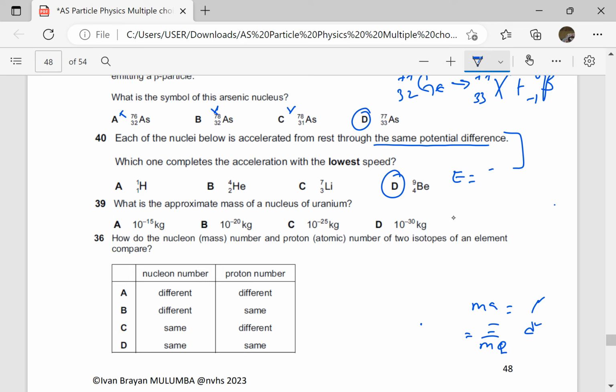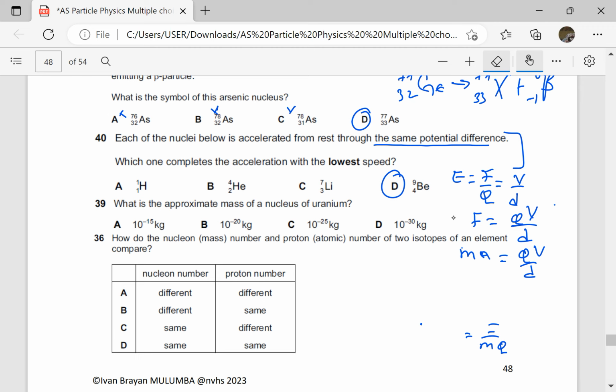E is F over Q and E is V over D. Yes. So it means F is equal to Q V over D. Yes. So F is MA. MA is equal to Q V over D. Yes. Same PD. This is a mistake. I think I used the wrong expression. So this is not true.